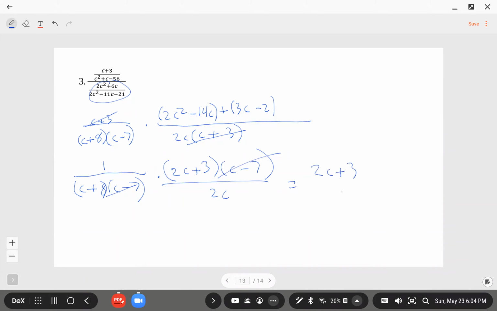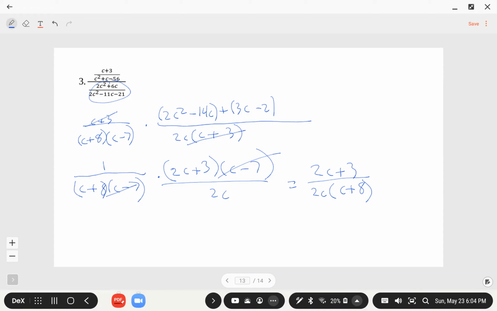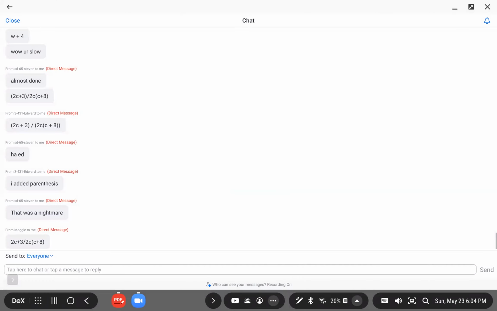2c plus 3 over 2c times c plus 8. I think we are done here. So that was our last problem. That was a nightmare, a pretty bad nightmare.